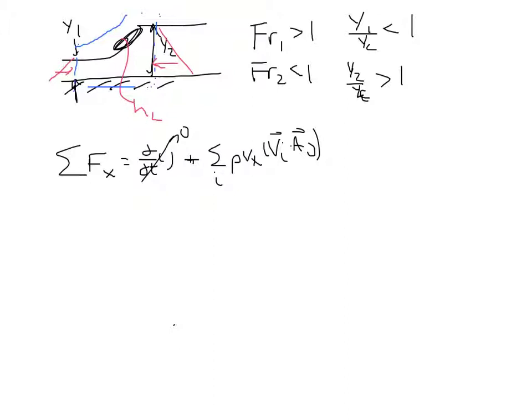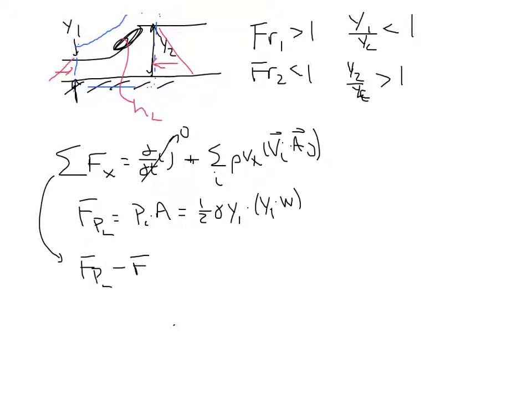And then the pressure forces, I'll just note that the force of pressure from the left is equal to the pressure at the centroid times the area, which is equal to 1/2 gamma times y1 times y1 times the width. Pressure from the right would be subscripts 2. So our force balance then becomes the force of pressure from the left minus the force of pressure from the right is equal to inflows minus outflows. So it's negative inflows minus rho v1 squared a1 plus rho v2 squared a2.